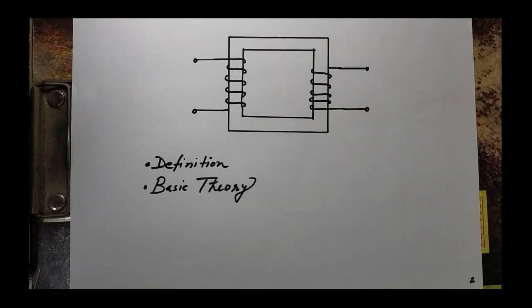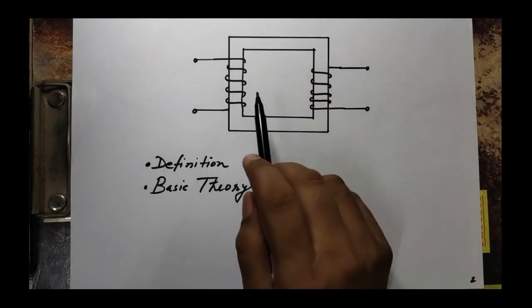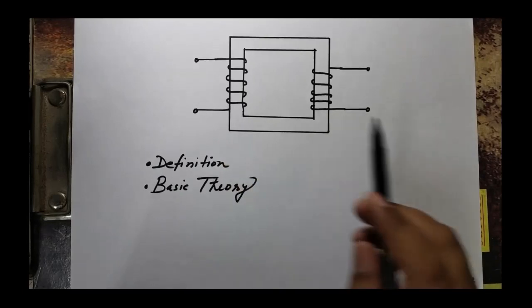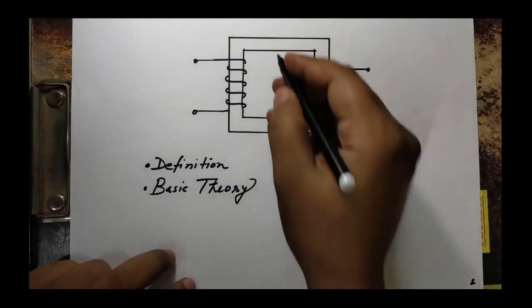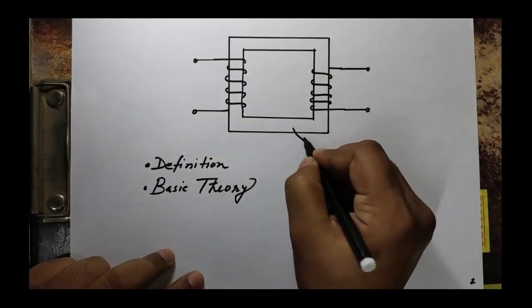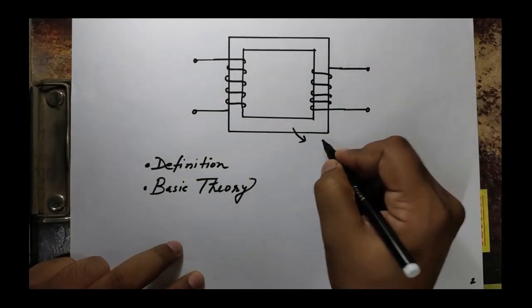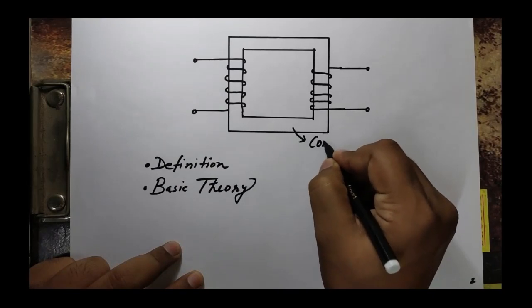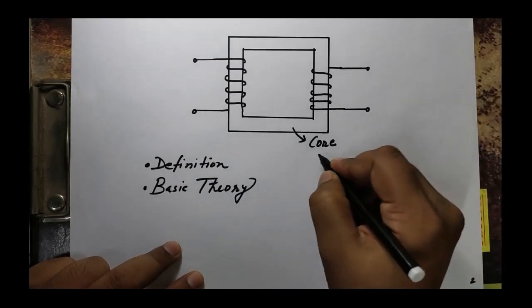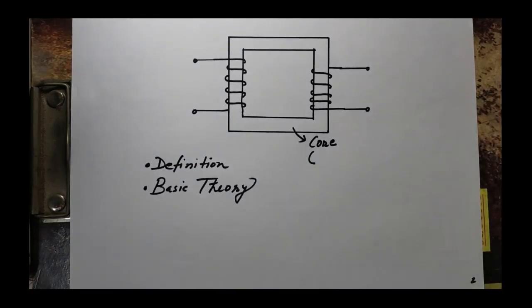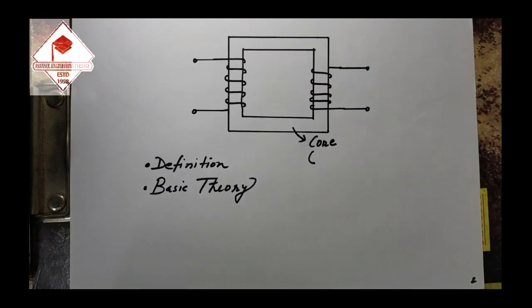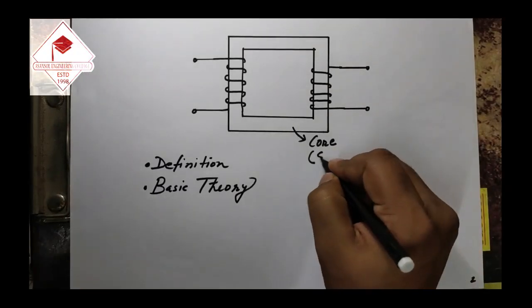So see here, we can see that we have two different coils or windings, you can say, right? This one is the core. This is called core, which is made of silicon steel.